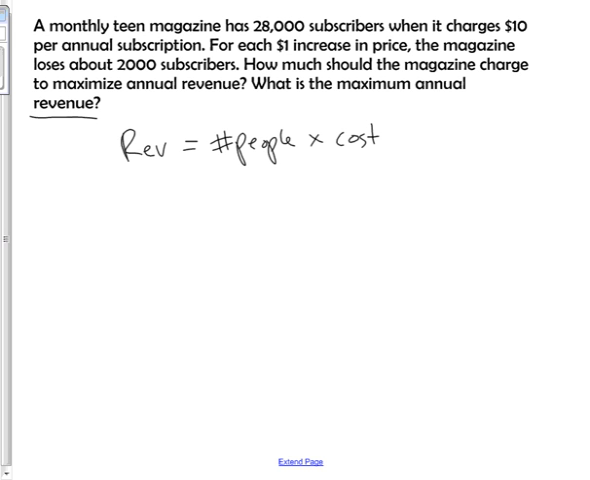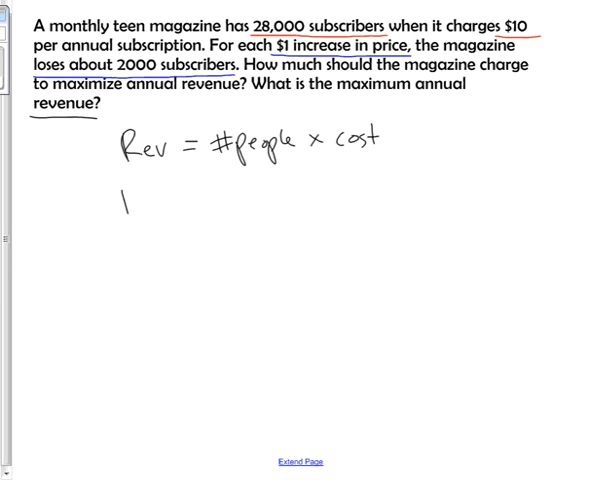So here we're talking about a change. We want to change that $10 to something else. And if we change that $10, it's going to change our subscribers. So we have 28,000 subscribers when we charge $10. Let's talk about the changes now in blue. For each $1 increase, we're going to lose 2,000 subscribers. All right, so let's see if we can write an equation of our revenue, and then we'll see if that will help us find the maximum and how that would work.